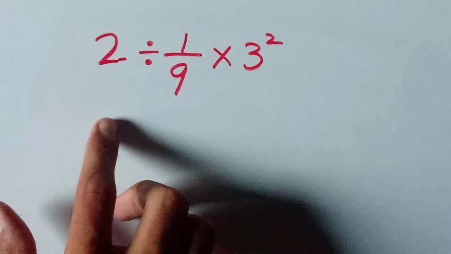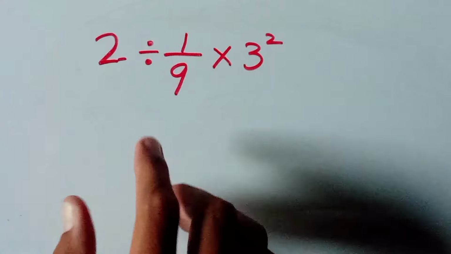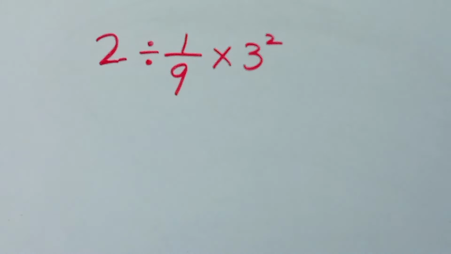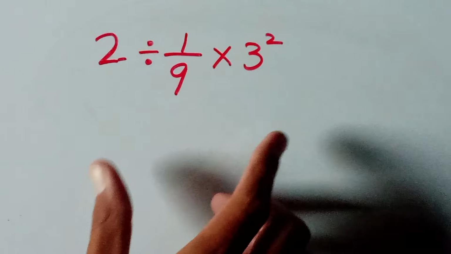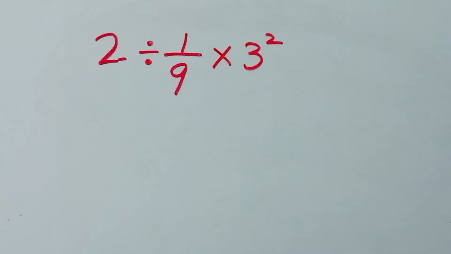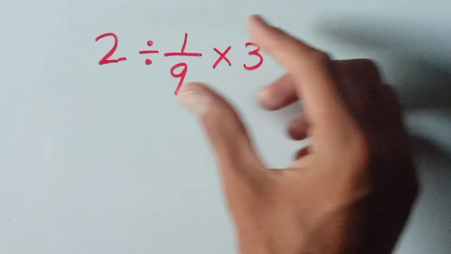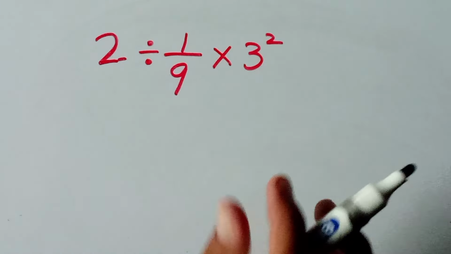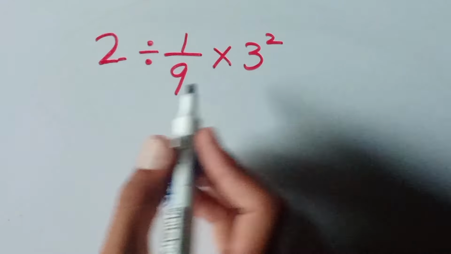In this video we will find the value of this expression, which is 2 divided by 1/9 times 3 to the power of 2. So how can we find the value of this expression? Guys, we know that in PEMDAS, exponents have higher priority than multiplication, division, addition and subtraction. So firstly we can solve the exponent.